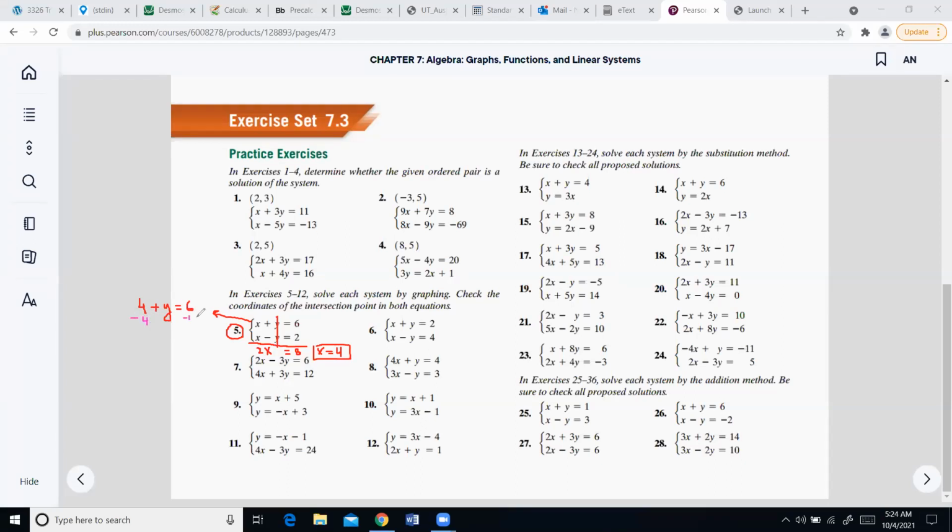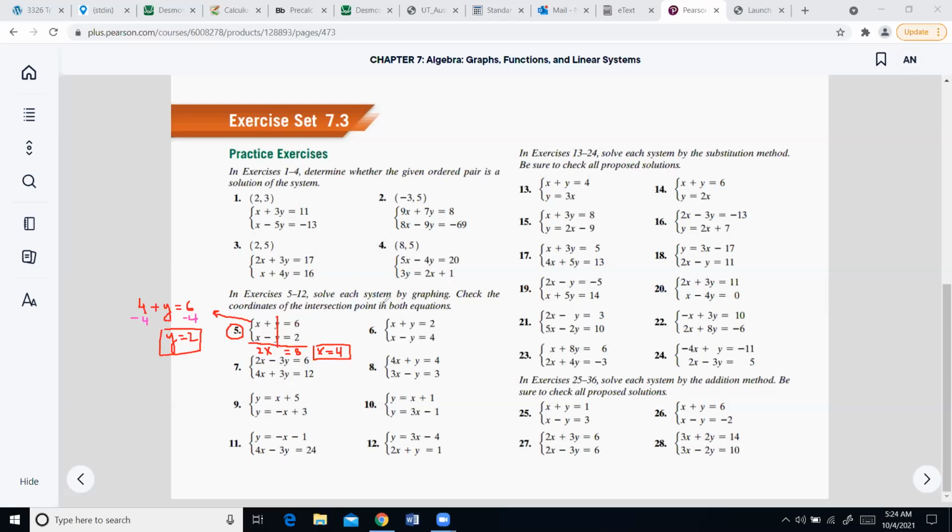Subtract 4 here and here, and see that y is equal to number 2. Just like that. So we solved the system and found x and y.